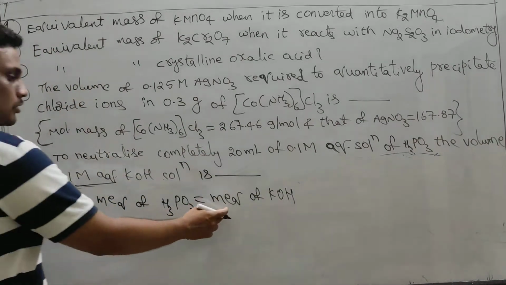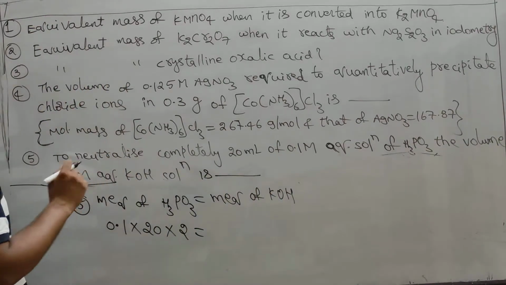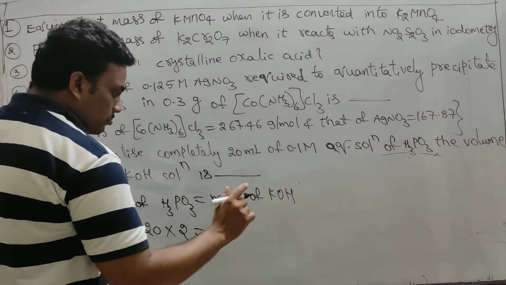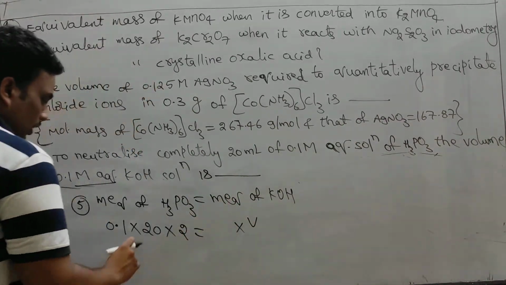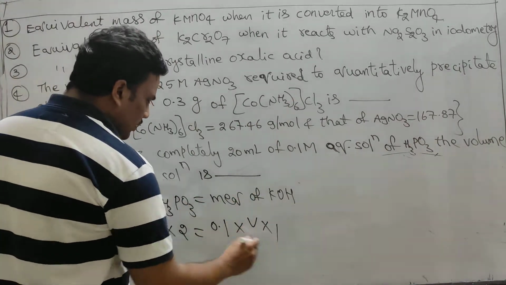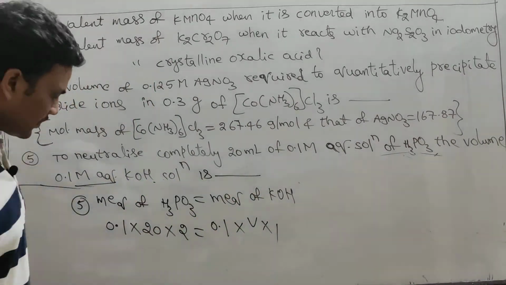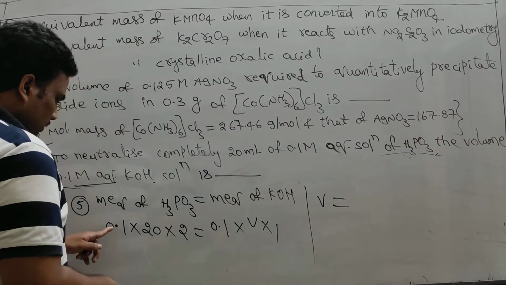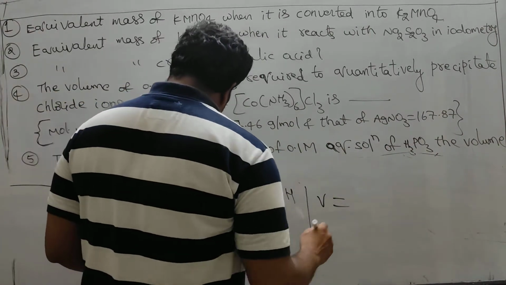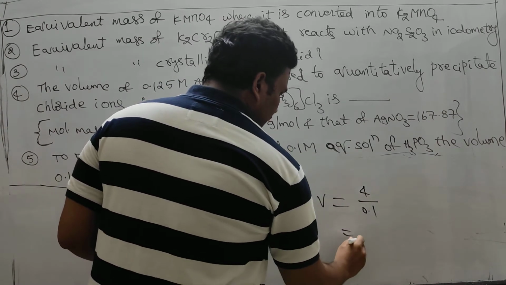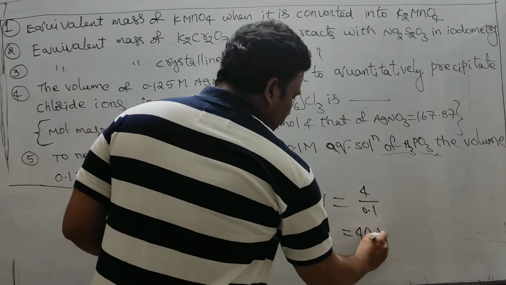And milli equivalents of KOH. Actually, we are asked to calculate the volume of KOH. Okay, volume we have to calculate. Molarity 0.1 we are given, and the n factor for KOH, only one OH group is there, so n factor is 1. So volume is over. The volume is 0.1 into 20, that is 2, into 4 upon 0.1, the value is coming 40 mL.